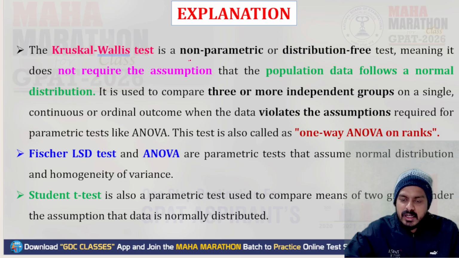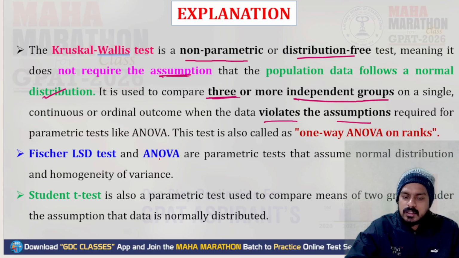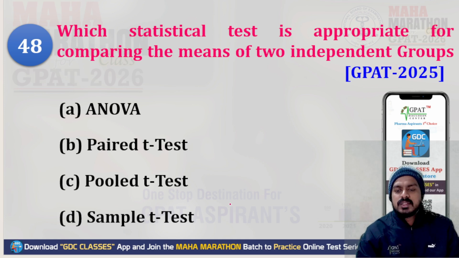The Kruskal-Wallis test is a non-parametric, distribution-free test, meaning it does not require any assumption that the population data follows a normal distribution. It is used to compare three or more independent groups of a single continuous or ordinal outcome when the data violates the required assumptions. Fisher's LSD test and ANOVA are parametric tests that assume normal distribution and homogeneity of variance. The Student t-test is also a parametric test, used to compare means of two groups under the assumption that the data is normally distributed.